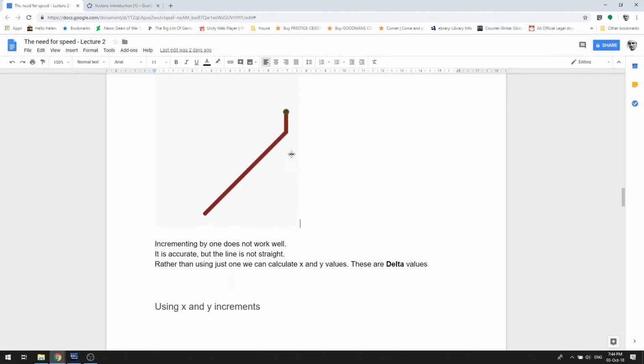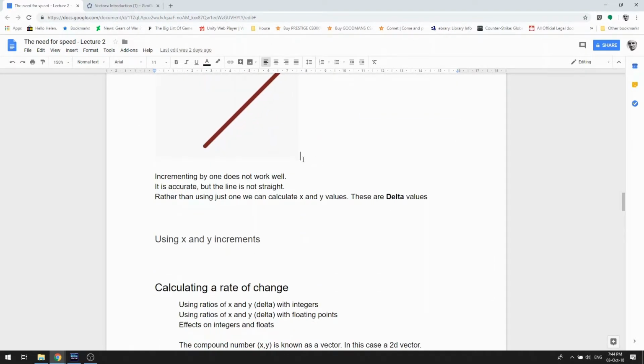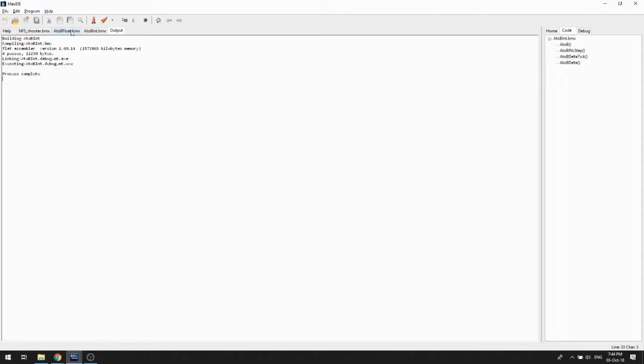So okay, we understand that this doesn't work very well. It is accurate, it does reach the destination point, but it's not a straight line. So rather than just incrementing the x and the y by 1, what we really want to do is add a different amount to x and y depending on how big the x and y values are. So let's look at this.